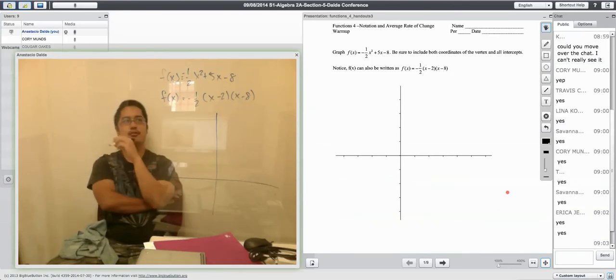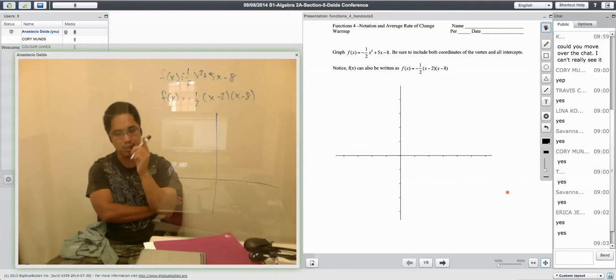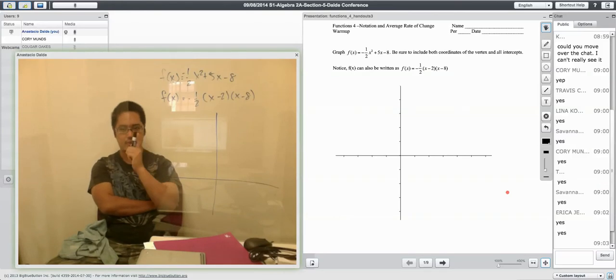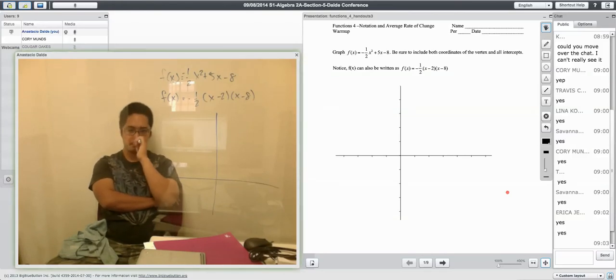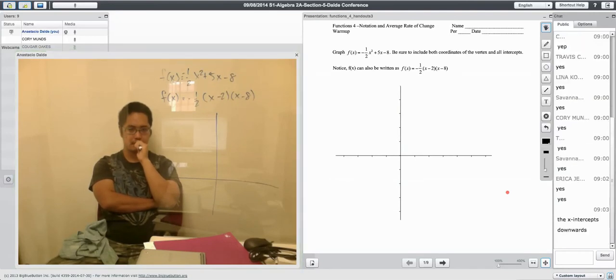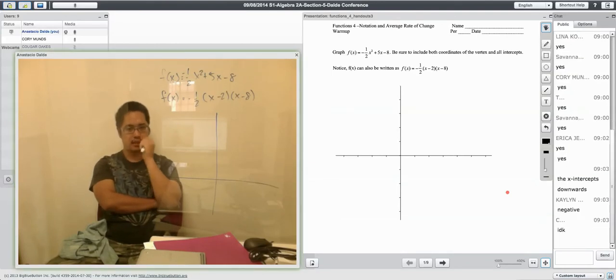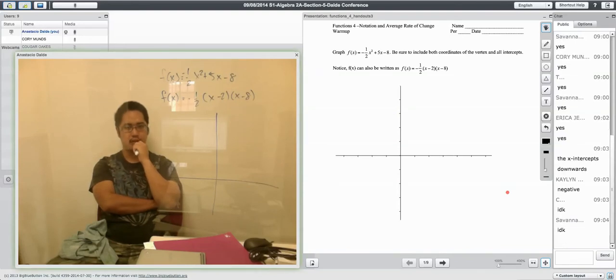From the standard form, I can tell you whether or not this parabola opens up or down. Now you tell me, does this parabola open upwards or downwards? All right, we got downwards from Erica. Who else? Come on, everybody chime in. If you don't know, say IDK, but everyone needs to answer. Say up, down, I don't know. Negative, IDK from Corey. All right. Savannah, I don't know. Okay.